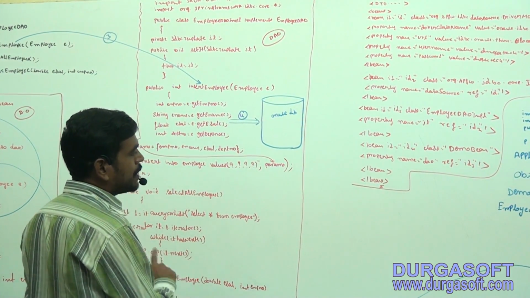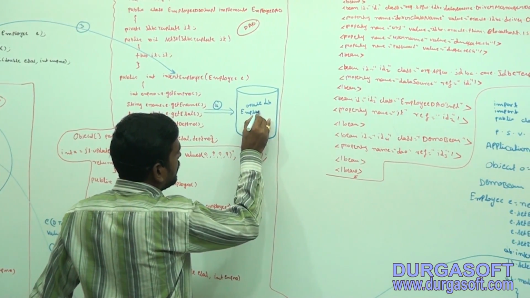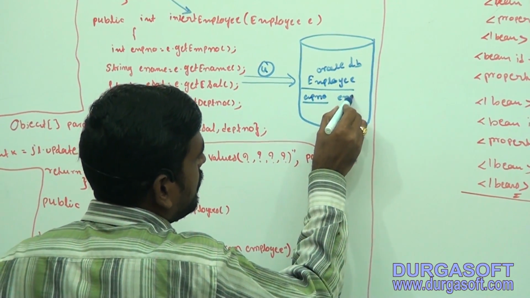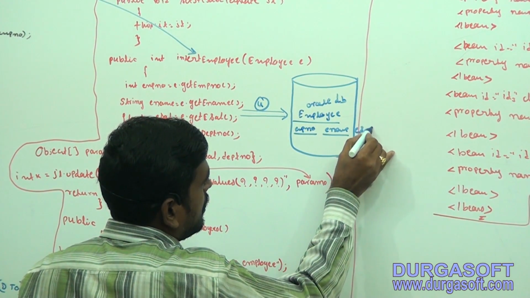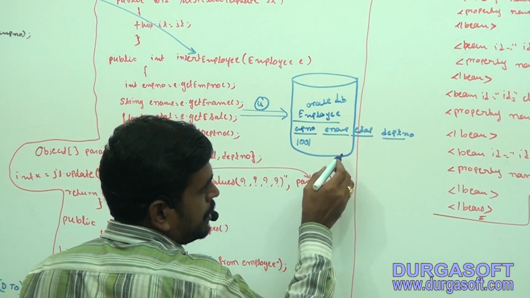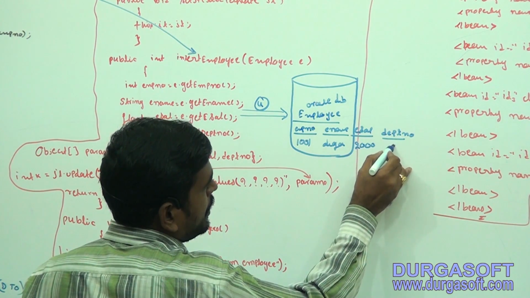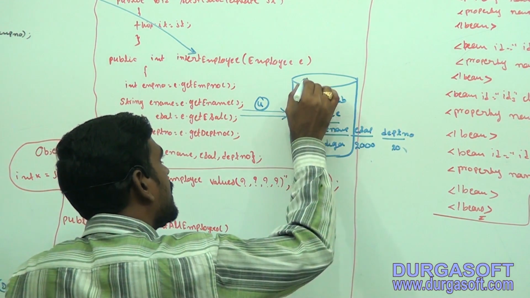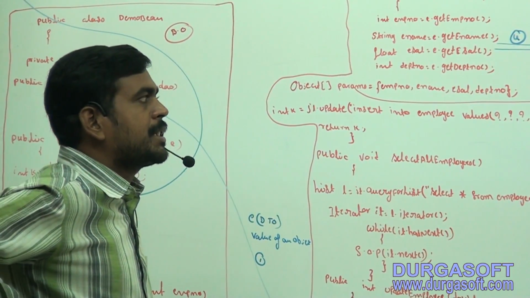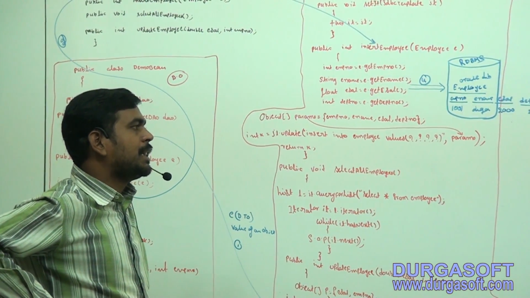Now one record is going to be inserted. The table name is employee, under that EMP number, E name, ESAL, DEPT number. Here 1001 is going to be stored, then Durga, the next 2000, the next 20th department. Like this one record is going to be inserted inside this Oracle database, and one record is going to be displayed. And finally one record is going to be updated in the database.